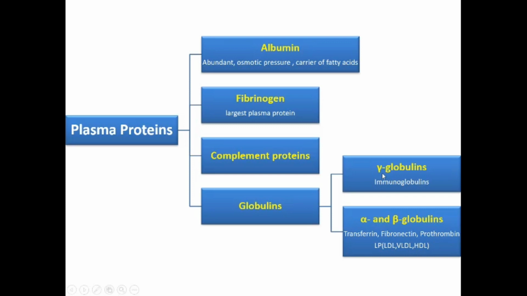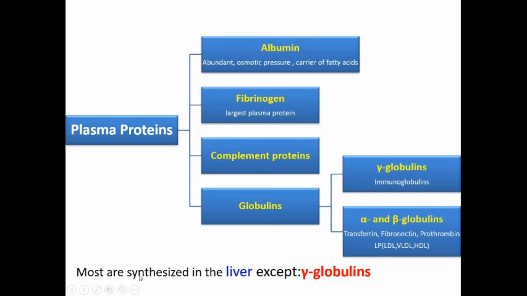And the third one, the gamma globulin, is actually the antibody. Another name is immunoglobulin. It functions against any antigen. All of these proteins are synthesized in the liver, except gamma globulin. This protein is produced by plasma cells in the connective tissue.